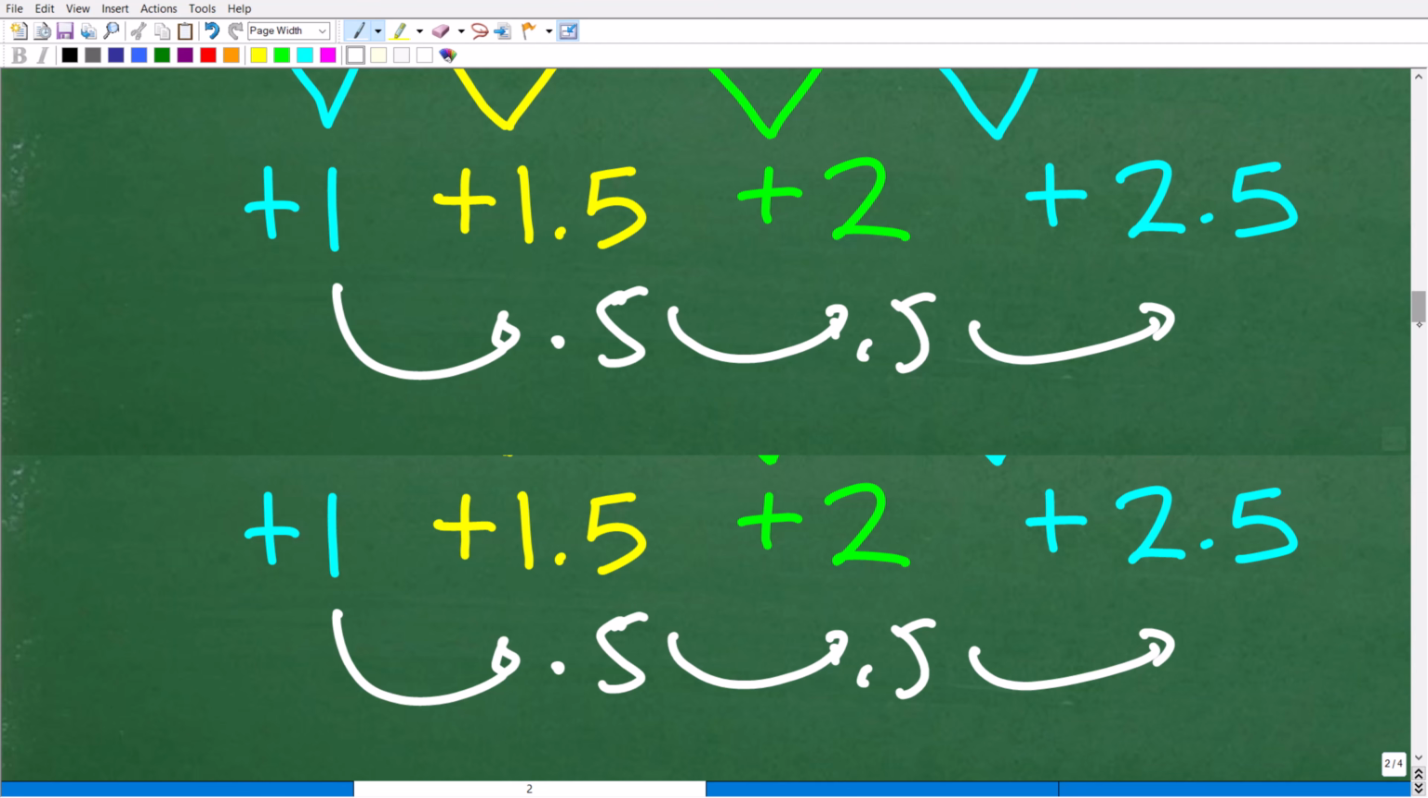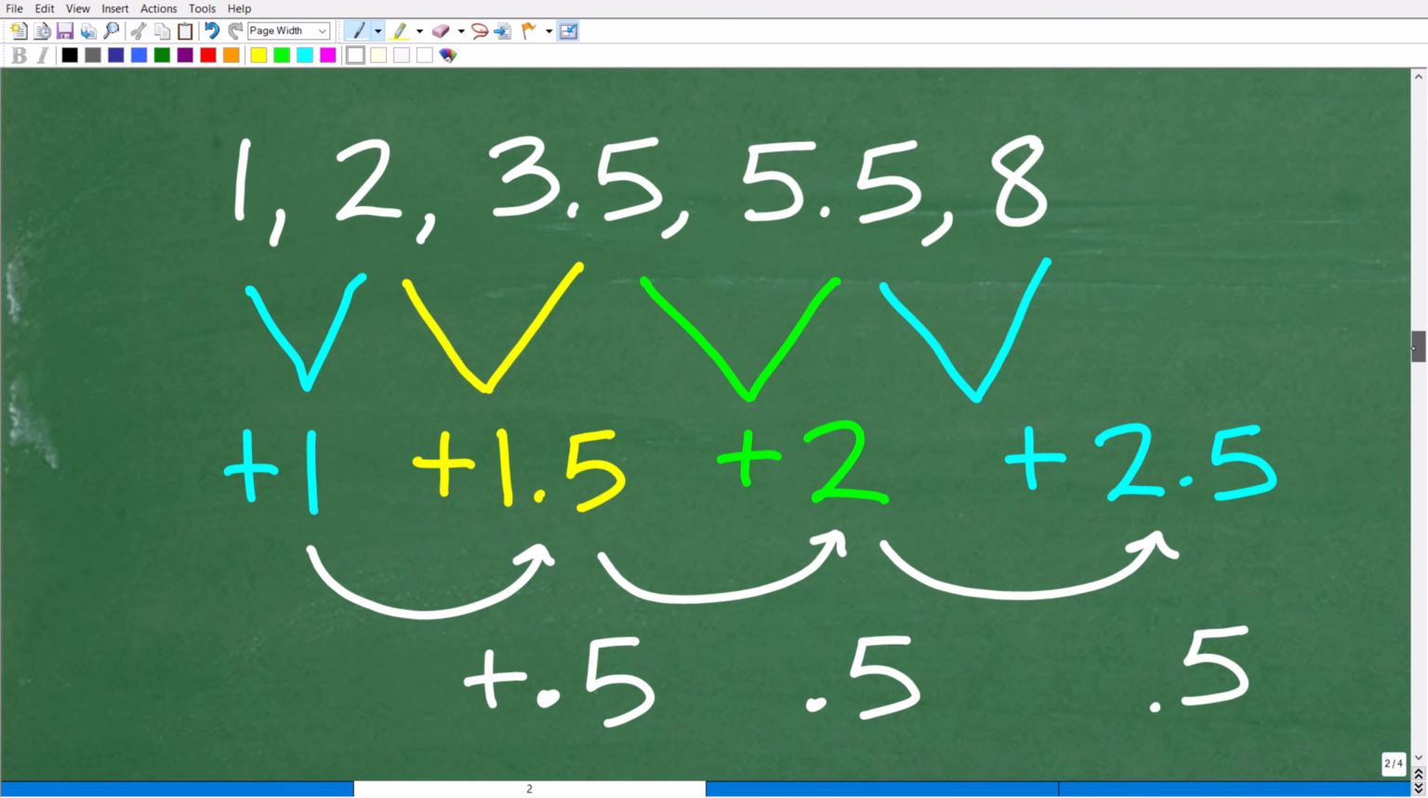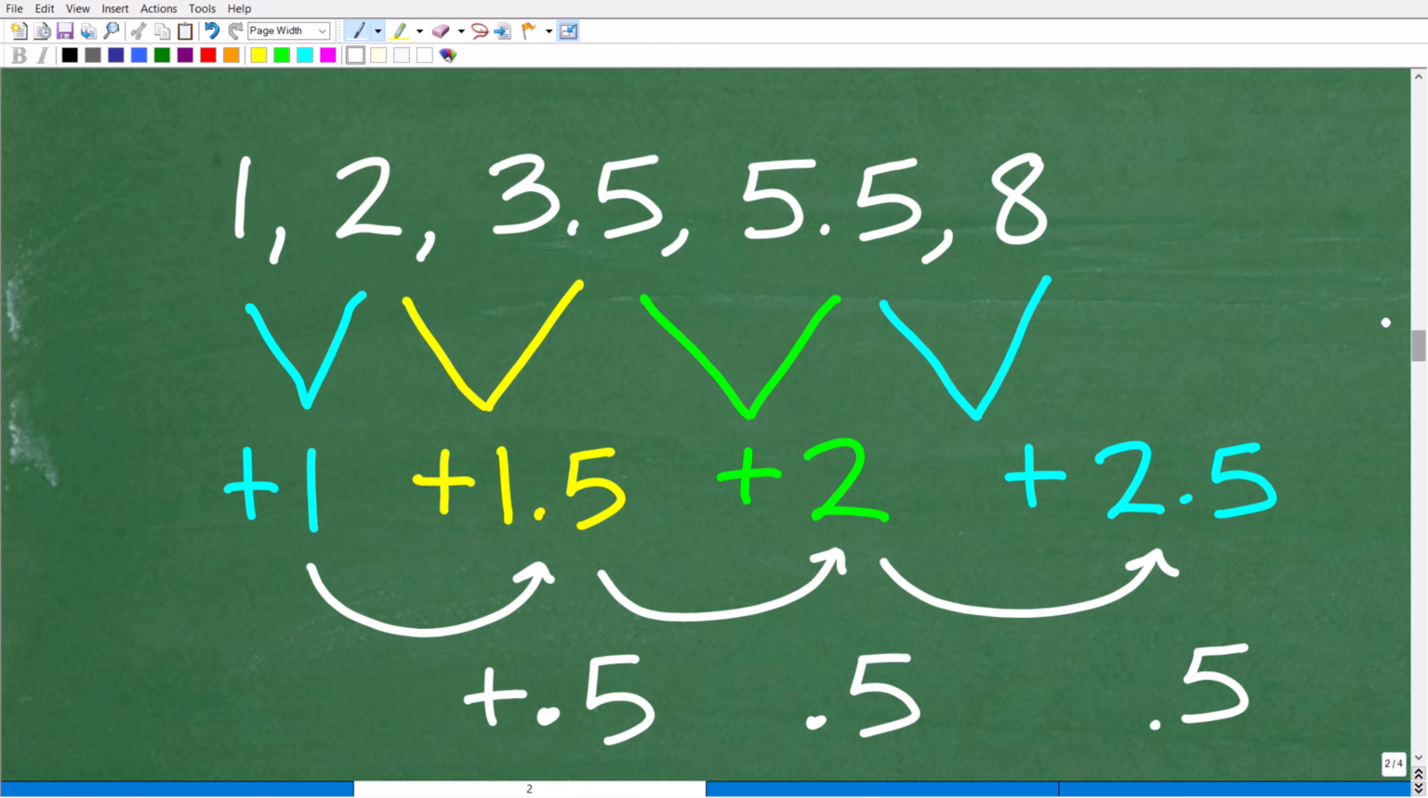Now this is a little bit confusing, so we do have to be very careful here. How can we find the next term, the next number in this sequence of numbers? Well, what we have to do is subtract the previous terms, 2 minus 1. That is, of course, 1, that's our difference. And then we're going to add 0.5.